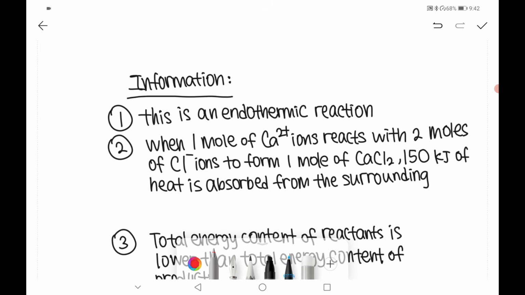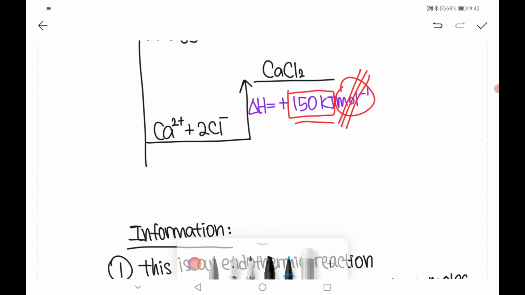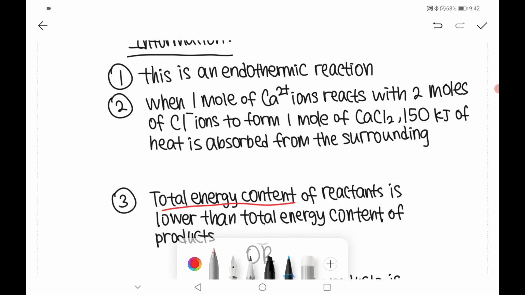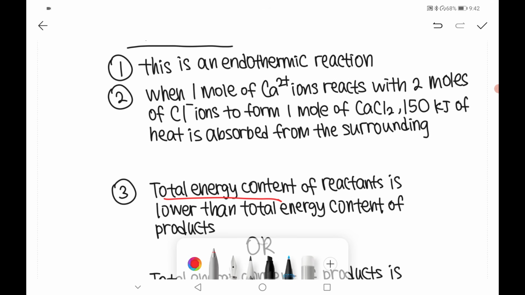All right, so the next one, the third one, now you can compare the total energy. So you can say the total energy content of reactant. You see the reactant, the energy is lower than product. So you can write total energy content of reactant is lower than the total energy content of product.